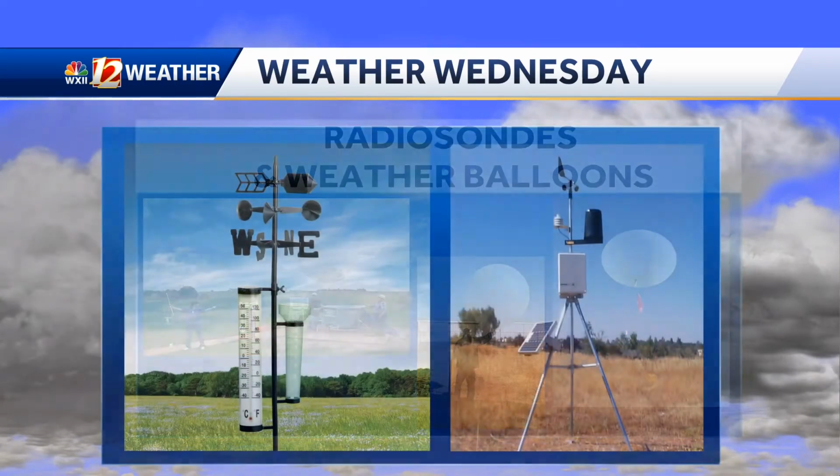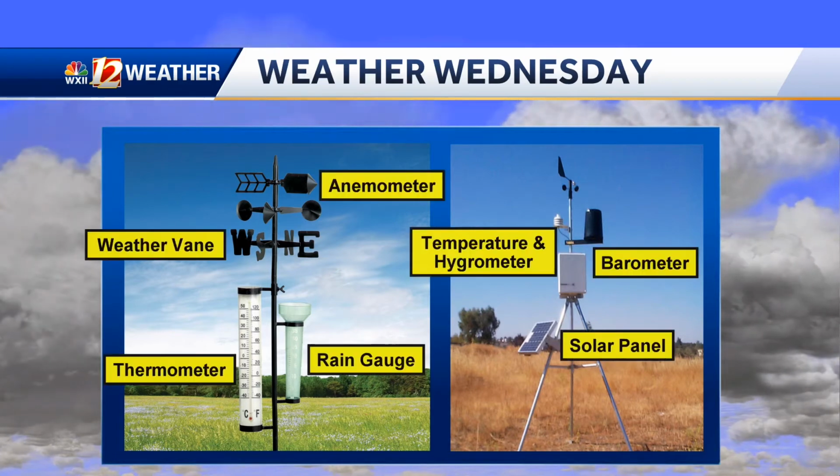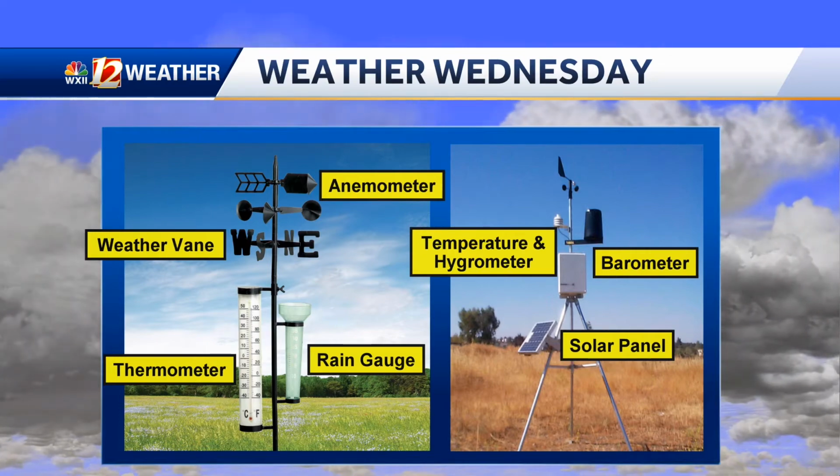Like on radiosondes, instruments that you find on a weather station are thermometer, anemometer, barometer, hydrometer, and rain gauge. Thermometer measures air temperature, typically contains mercury, which expands or contracts. Anemometer measures wind speed and has those revolving small cups.